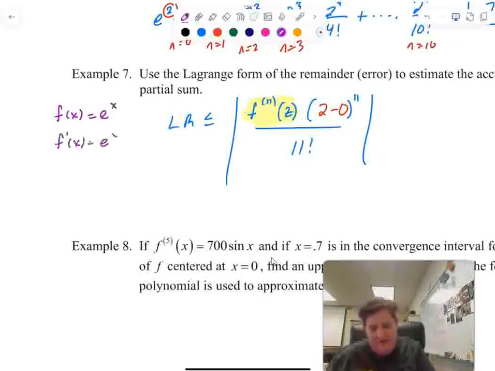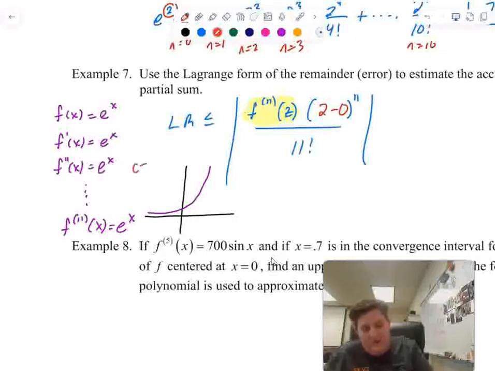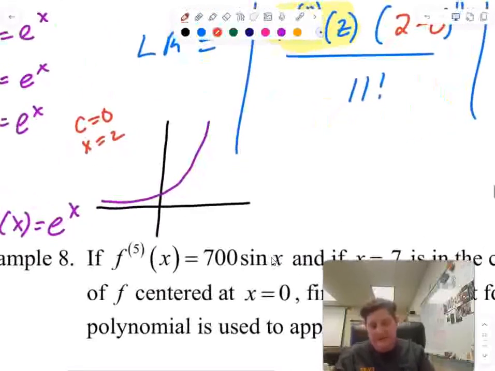So what's the first derivative? e to the x. What's the second derivative? e to the x. What's the 11th derivative? e to the x. Now you have to have a little bit of background information on e to the x to know this. Do you remember what e to the x looks like when you graph it? It's an exponential. It goes like that. Remember, c was 0, x was 2. What is the maximum of this on the interval 0 to 2? Well, this is an increasing function, so it clearly hits its max right there.